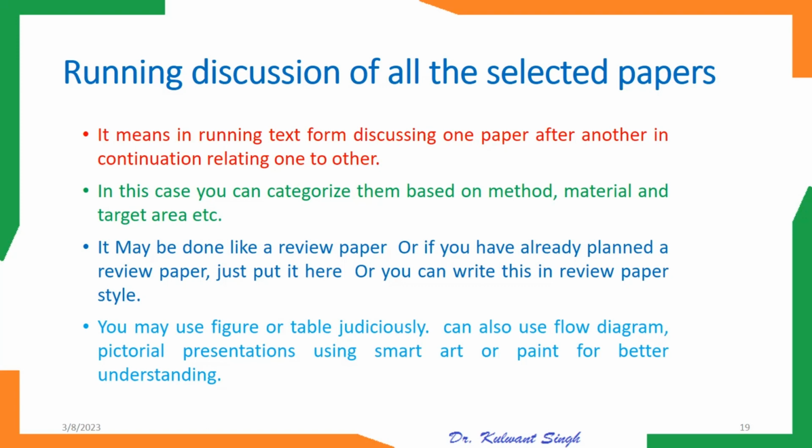So in this method, the paragraph is based on the themes, on the selected area, on the selected material, on the selected methods. And this is just like a review paper. If you have already planned a review paper, then you can directly use your review paper in the literature review chapter. So my recommendation is to write a review paper at the initial stage of your research work, and in your thesis you can directly use that paper. You can use figures and tables to make an effective presentation for better understanding by the readers.